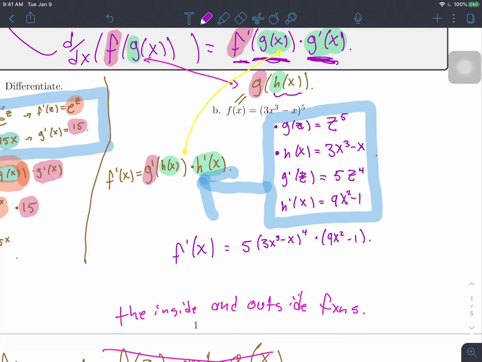Are there any questions on this problem? I know this stuff can be kind of confusing at first. All right, if there's no questions, we'll move on.